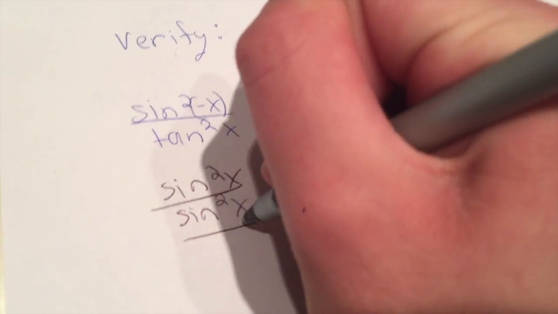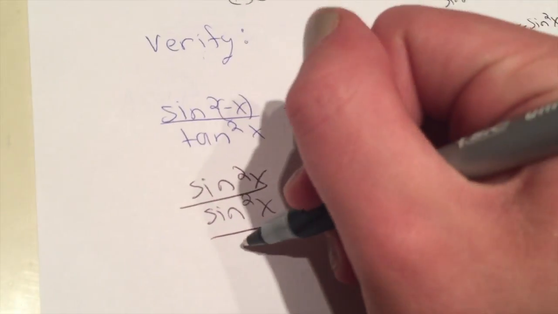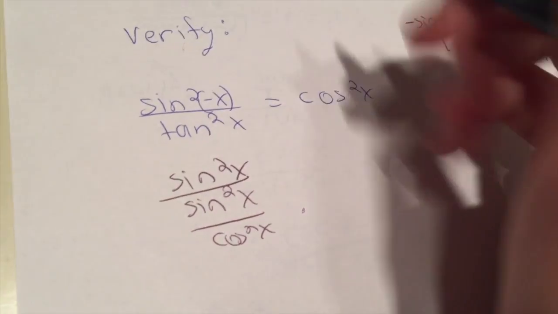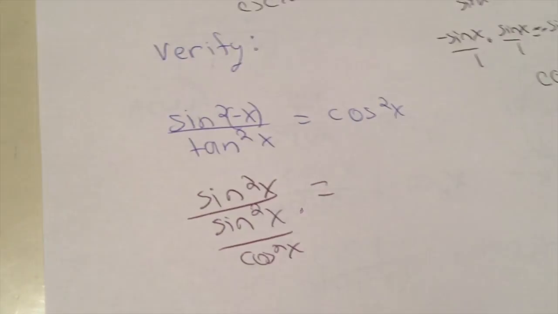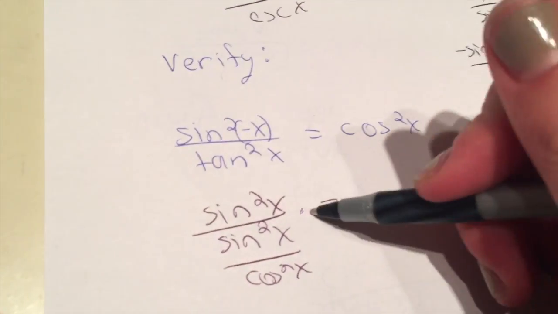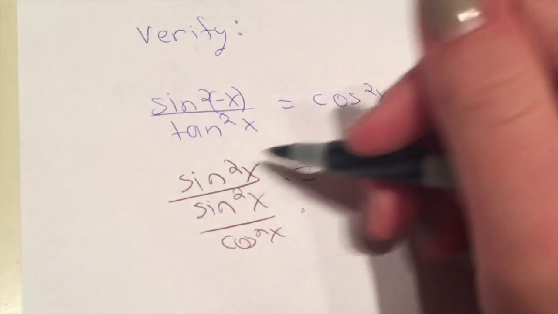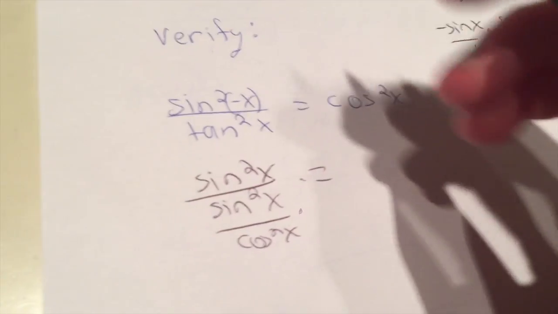So sine squared x over cosine squared x. And remember, we're only working with this one side. So now we have to divide sine squared x by sine squared x over cosine squared x.